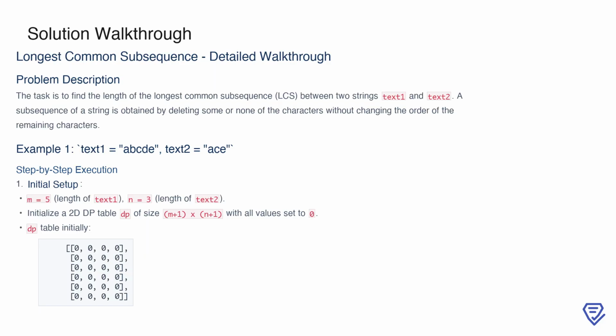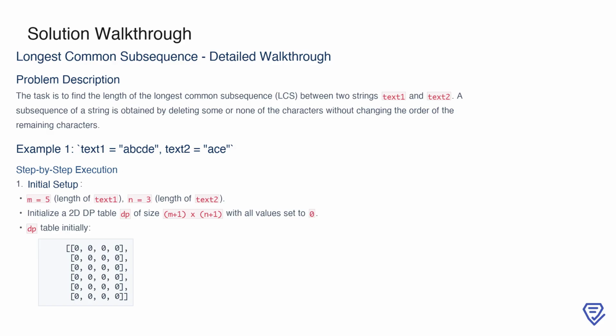To solve the longest common subsequence problem, the goal is to determine the length of the longest subsequence shared between two strings, text1 and text2. A subsequence is formed by deleting zero or more characters from a string without altering the order of the remaining characters. For example, given text1 equals ABCDE and text2 equals ACE, we want to find the longest sequence of characters that appear in both strings in the same order.